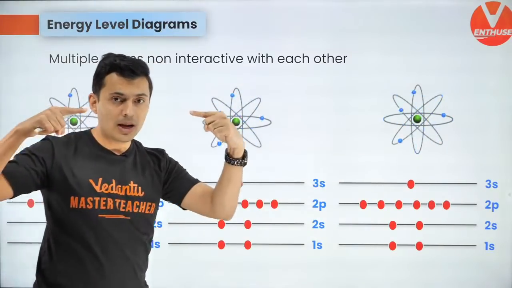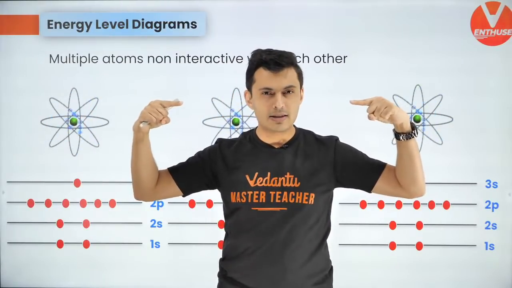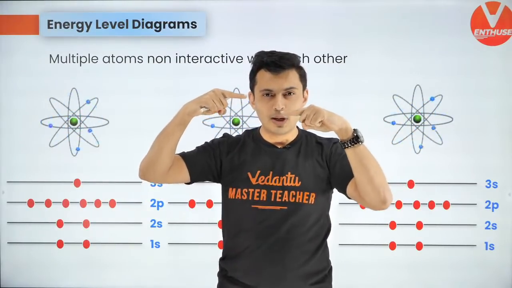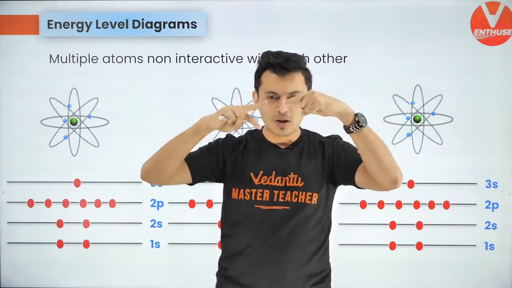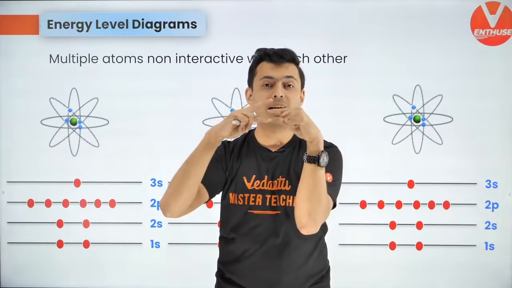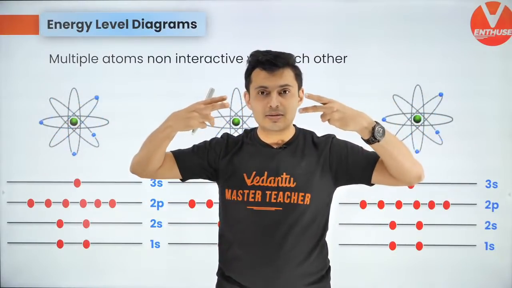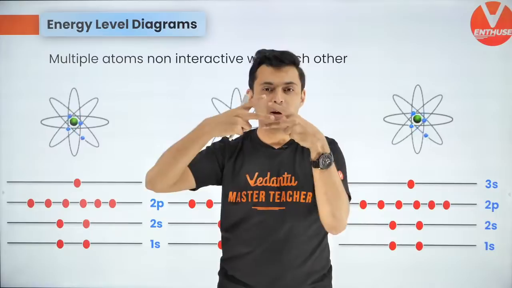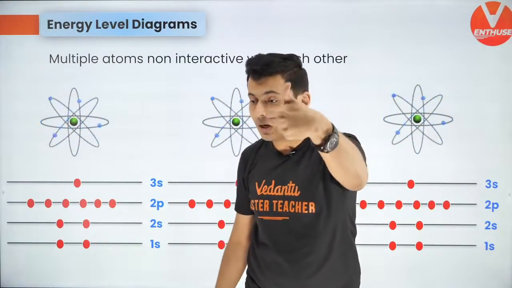So each atom's electron will have some energy. When they interact, one will go down, one will go up. If 3 of them interact, one will go up, one will go down, one will go down. I don't know, something will happen. But you will get 3 distinct lines for that particular orbital. If 4 of them interact, then you'll have 4 lines for that orbital. I hope that is clear.